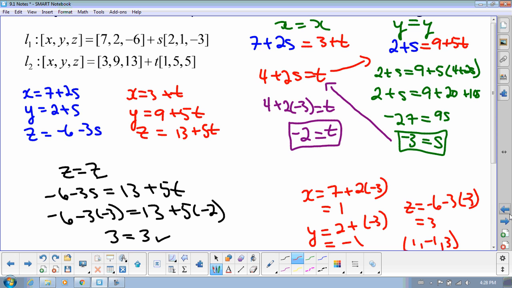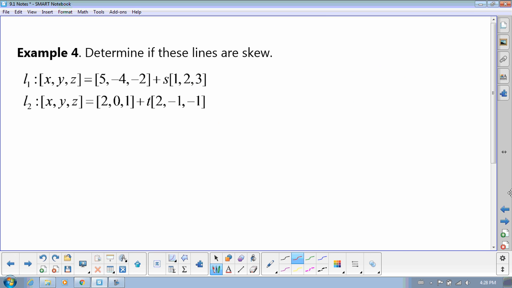Okay, so the last example for this is determine if the lines are skew. So really, the question that I just asked you and what I'm about to do, the math isn't going to look any different except for one part, which is going to distinguish between the two situations. So once again, the direction vectors are different. So I'm going to write my parametric equations.